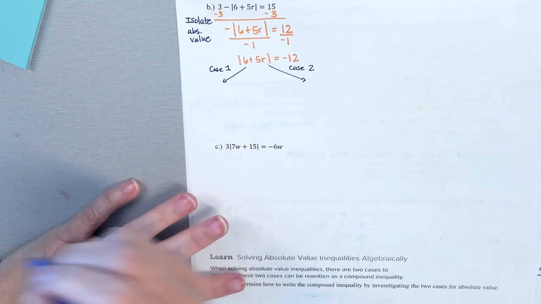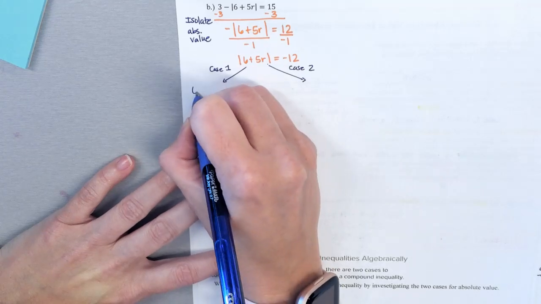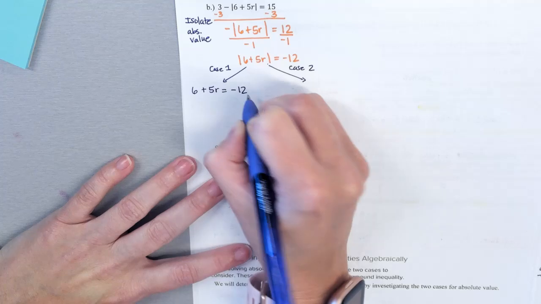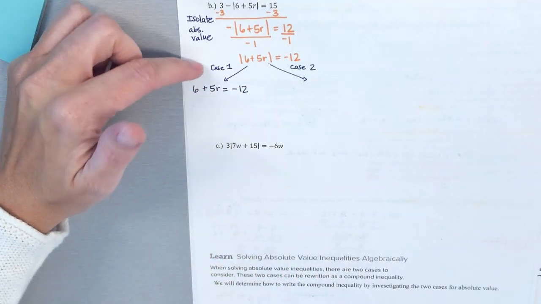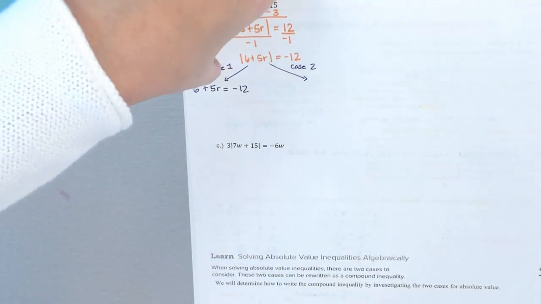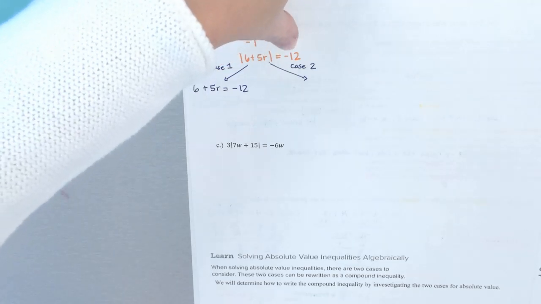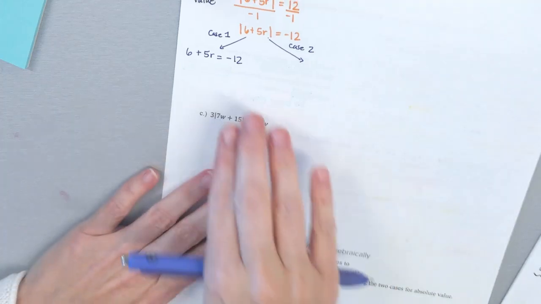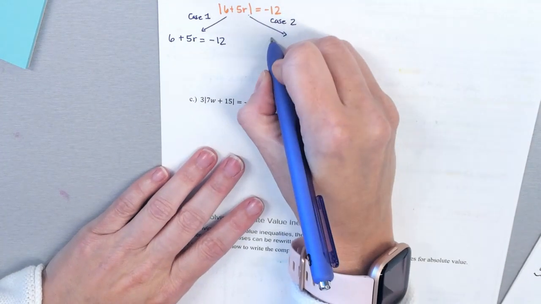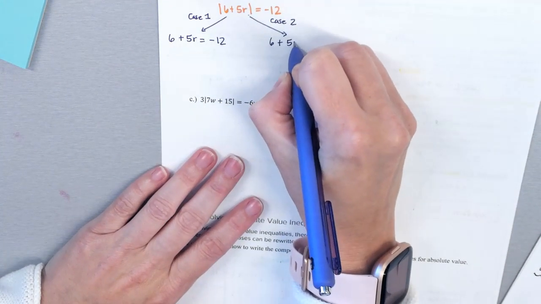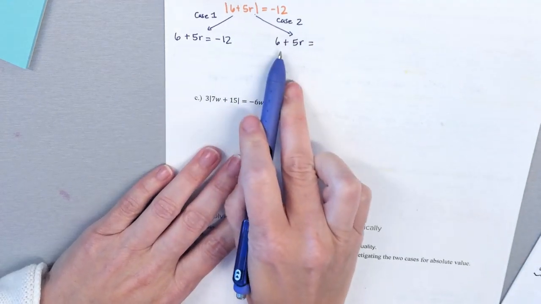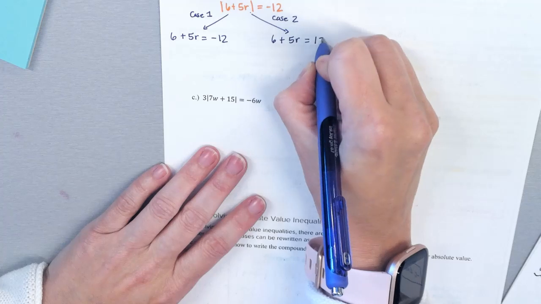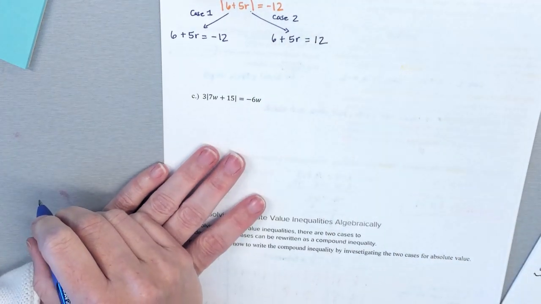You may have done something similar in Algebra 1 when you first learned how to solve absolute value. Case 1 is always just what's inside the absolute value equal to whatever you have on this side. So it is -12, so we have it there. Case 2 is the opposite of what you're given. So again, it's whatever's inside, and then the opposite of -12 is 12.